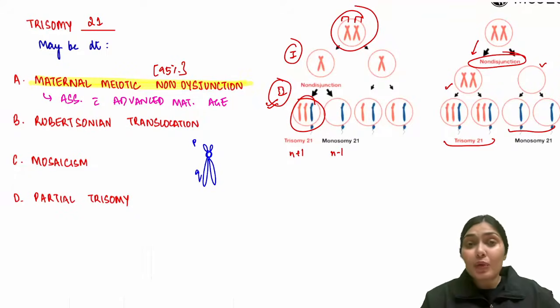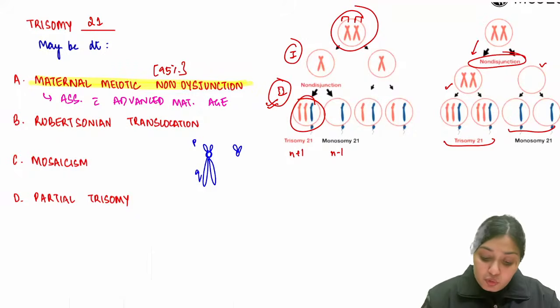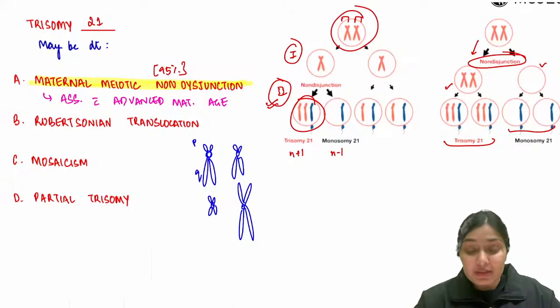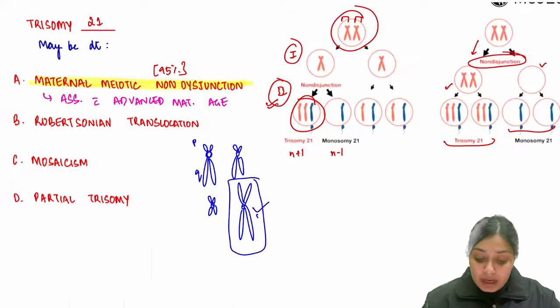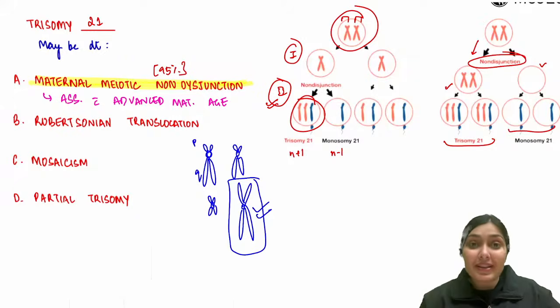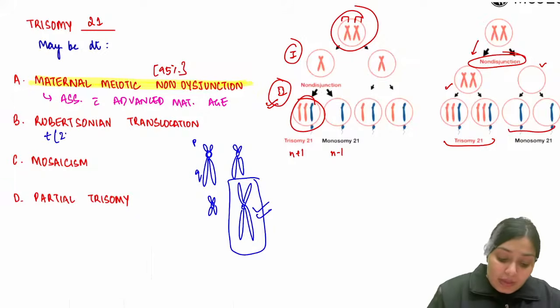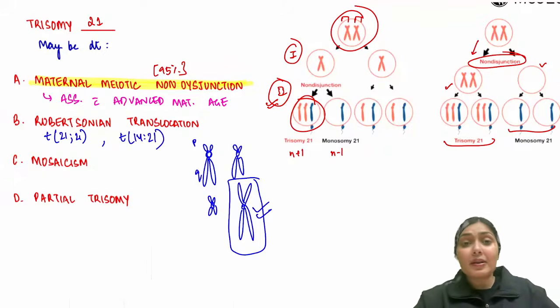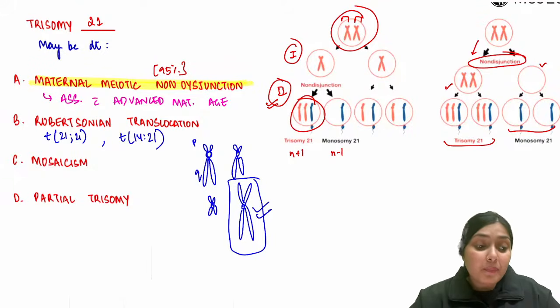If such two chromosomes undergo translocation, what will happen? One chromosome is going to have very little material, one chromosome is going to have very large material, right? So if Robertsonian translocation happens, there are chances that I can get extra material. So translocation between two acrocentric chromosomes: translocation between 21-21 or translocation between 14-21. These are the causes of your Down syndrome, right? Remember, these other causes are not associated with advanced maternal age.